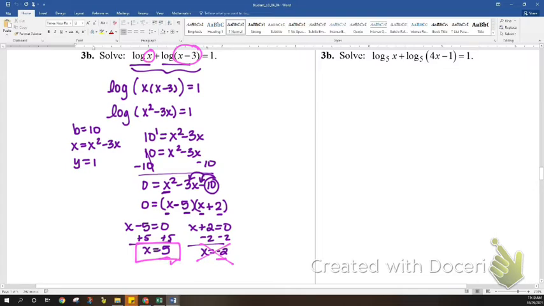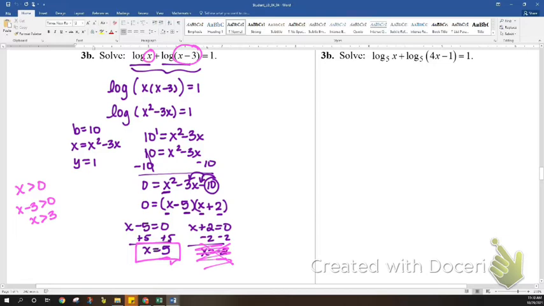Okay, we could have also, remember, looked at it from the domain perspective. The first one was an x, so we know x has to be greater than 0. And the second one was x minus 3, so that's got to be greater than 0, but when we solve it, that says x has got to be greater than 3. So the negative 2 one lost out on both of them, but the 5 is true for both. It has to work on every single log, okay?